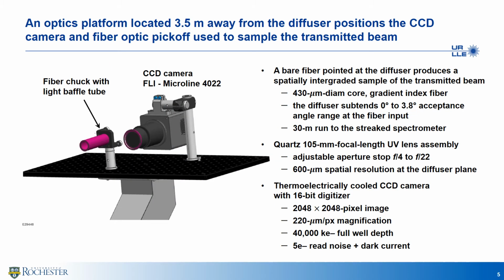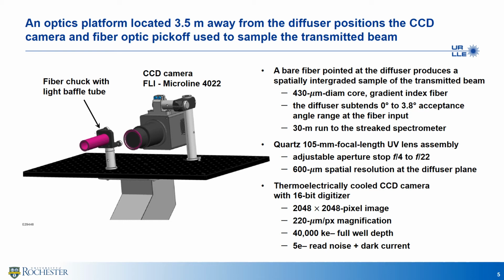An optics platform located 3.5 meters from the diffuser holds the CCD camera and fiber optic pickoff used to sample the transmitted beam. Light for the streak spectrometer is collected with a bare fiber pointed at the center of the diffuser. At the 3.5 meter standoff, the diffuser plate subtends a 0 to 4 degree angular range. The maximum numerical aperture for this fiber is 8 degrees. Underfilling the NA helps improve sampling uniformity across the diffuser plate, as higher angle rays have reduced transmission through the fiber relative to the central rays.